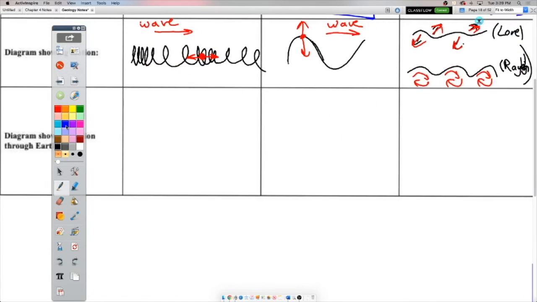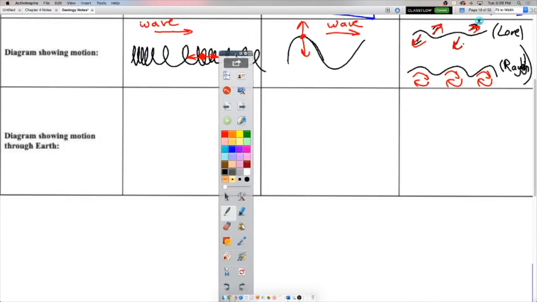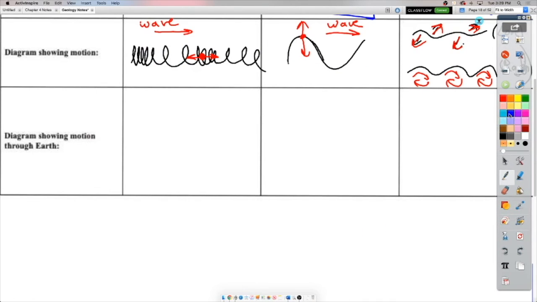Okay, now this is really important. A diagram showing how they can travel through the Earth. Okay, so let's go ahead and draw this. This is probably the most important thing to take away about these seismic waves. So here's our Earth. If you are a P wave, and I'm actually going to draw some stuff in our Earth, I'm going to draw the outer core and the inner core.